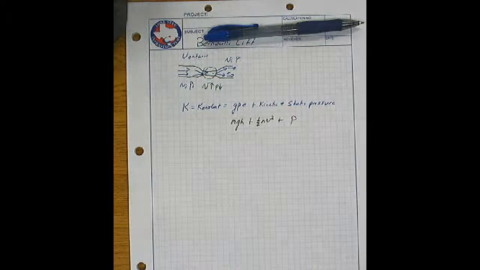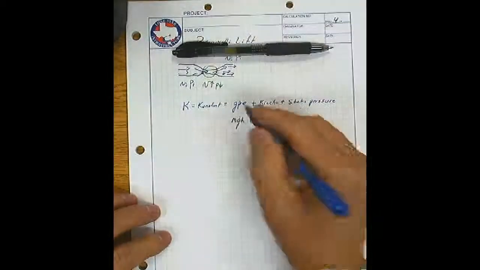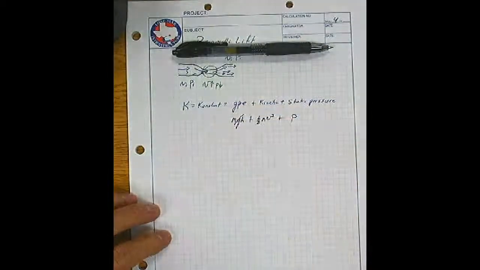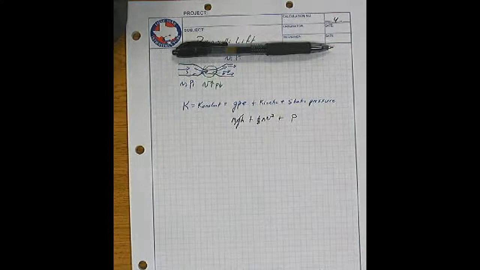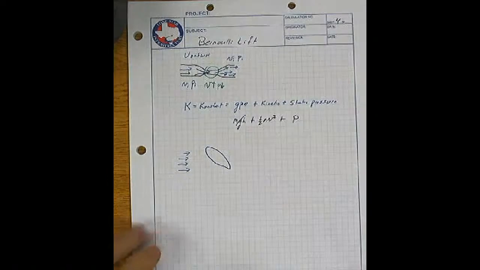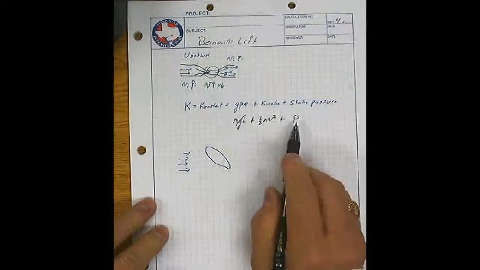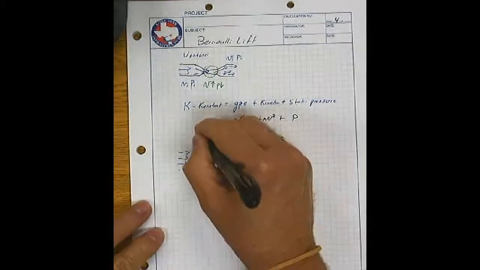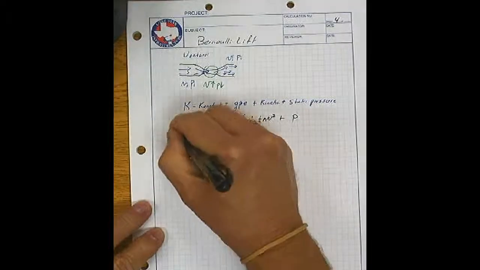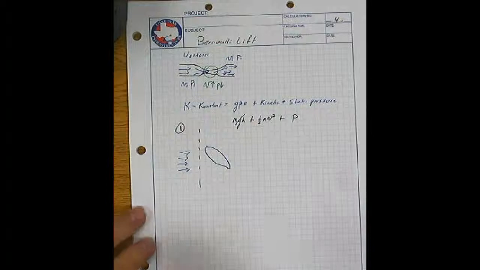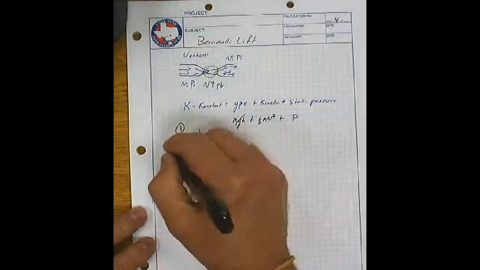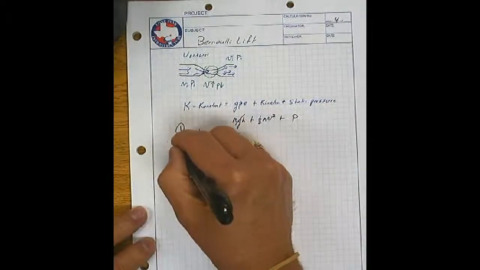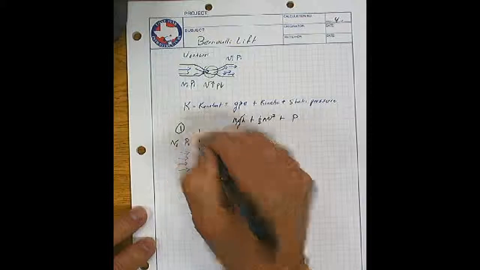If we look at that and calculate that out, mgh is the same because we're talking about a constant altitude. The only thing then that can change is the velocity and the pressure. So we're dealing with two situations. Let's go with situation 1 here, where whatever my velocity and my pressure is, I'm going to call V1 and P1.